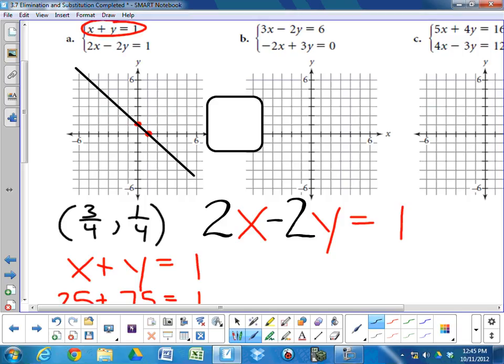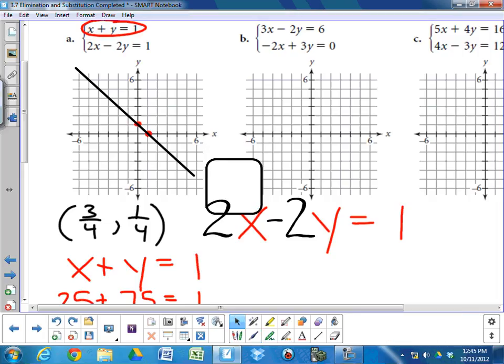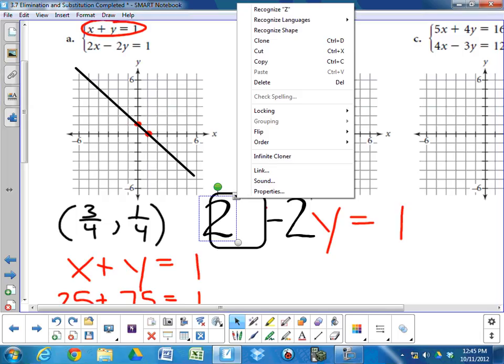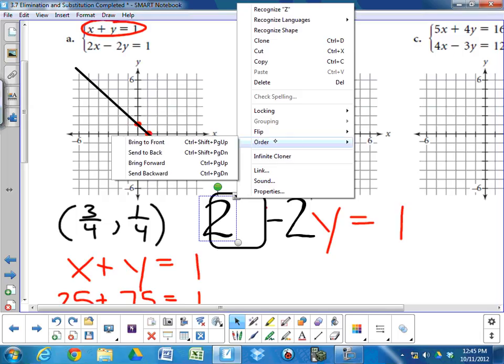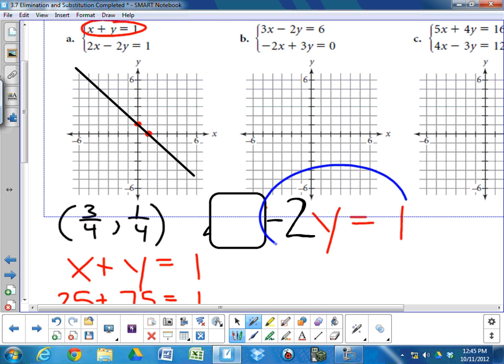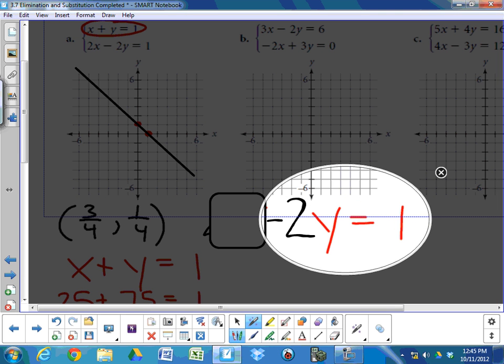And here's how it works. I'm going to take this box. You can take your finger, you can take your pencil, you can do whatever you want, and you want to cover up the whole x term. You want to cover up the entire x term, so block it out. Let's send that little number to the back. So let's see. Okay. So you cover up the x term. And when you do that, you have an equation. And that equation says negative 2y equals 1.